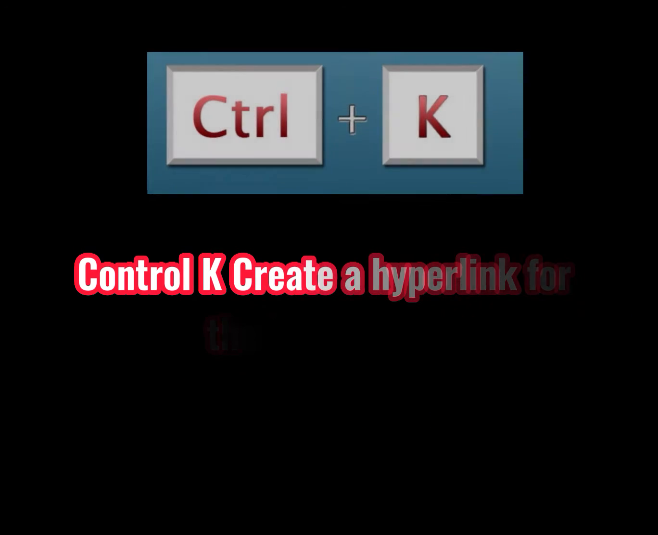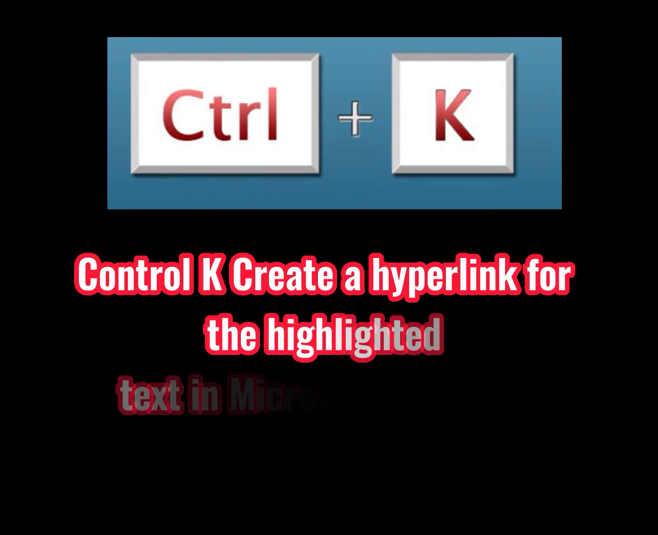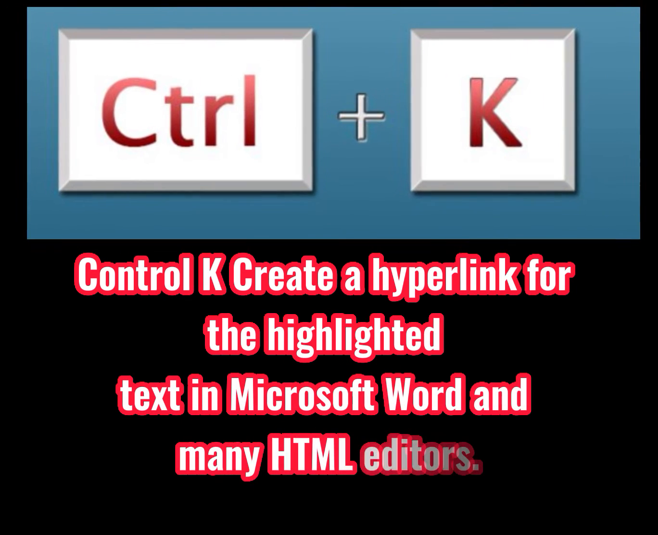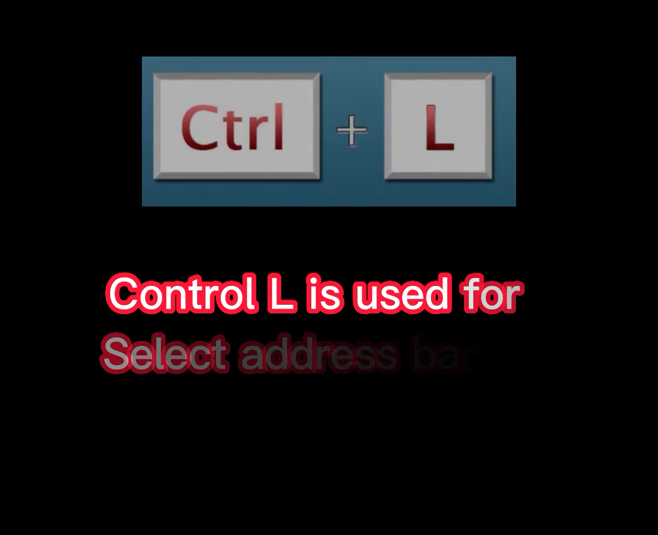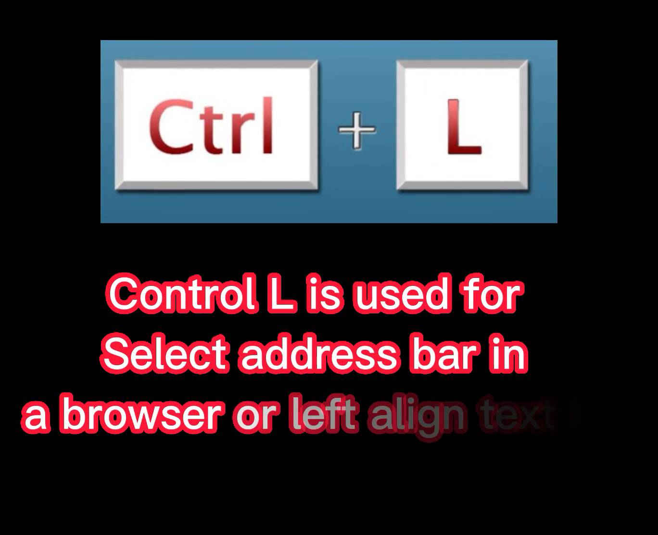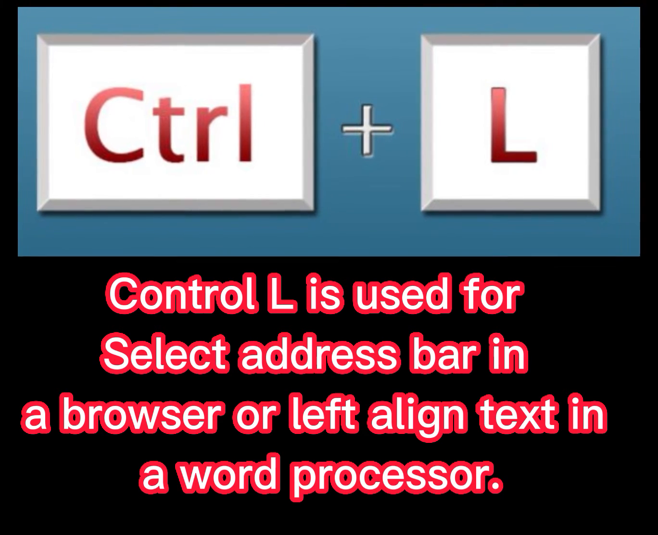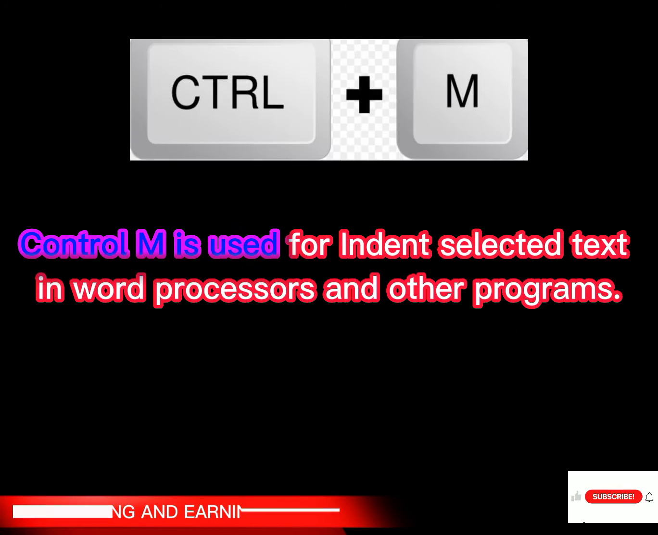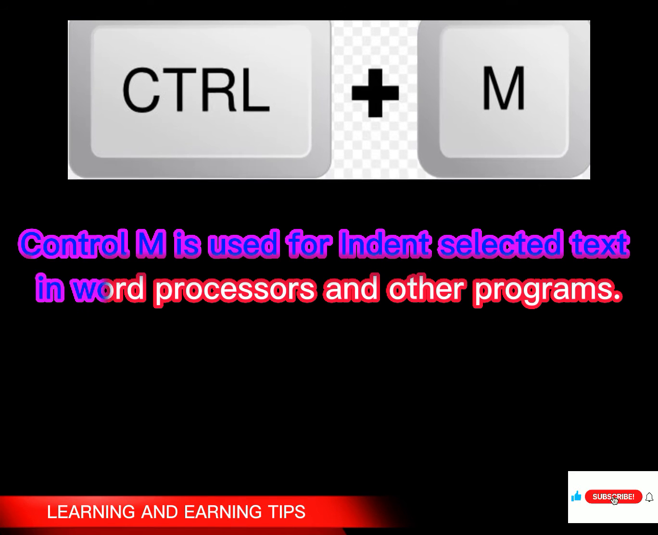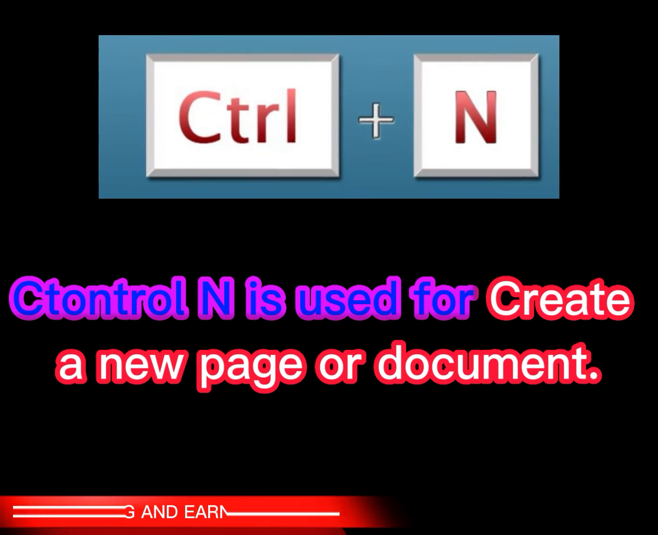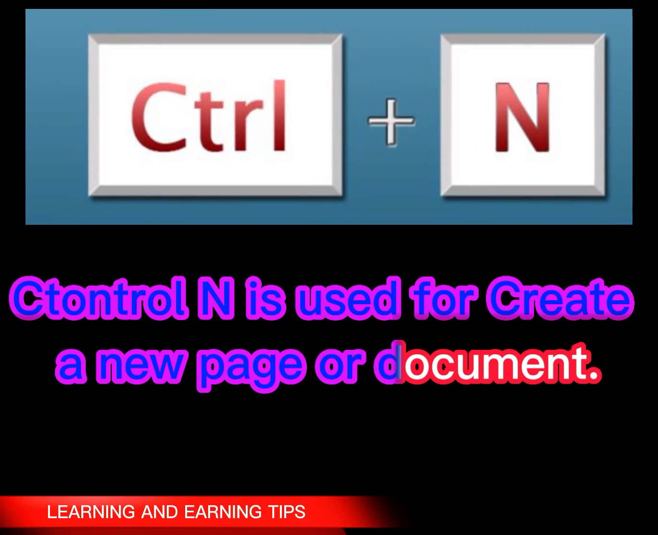Control K creates a hyperlink for the highlighted text in Microsoft Word and many HTML editors. Control L is used to select the address bar in a browser or left align text in a word processor. Control M is used to indent selected text in word processors and other programs. Control N is used to create a new page or document.